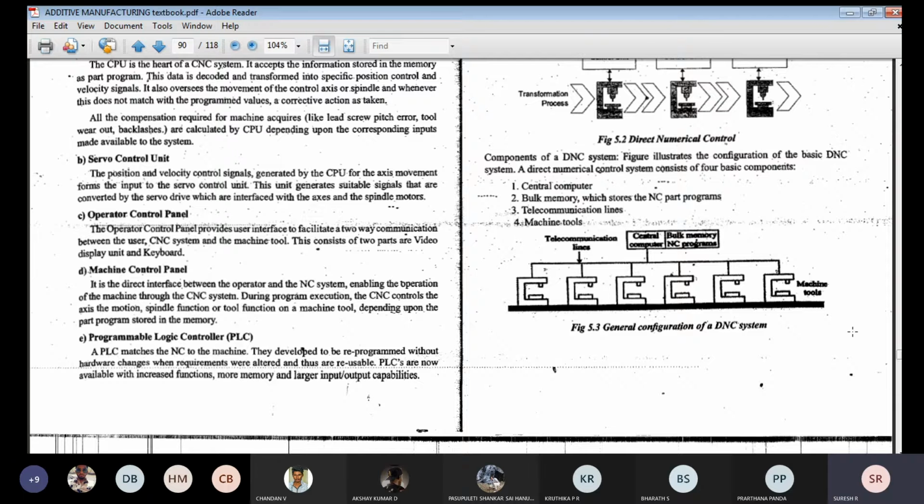You guys got it? Still any doubt in the DNC system? Still any doubt in this DNC system? Any doubt? So kindly reply. Clear. So okay, we'll be moving to the next important topic, which is the automation part.